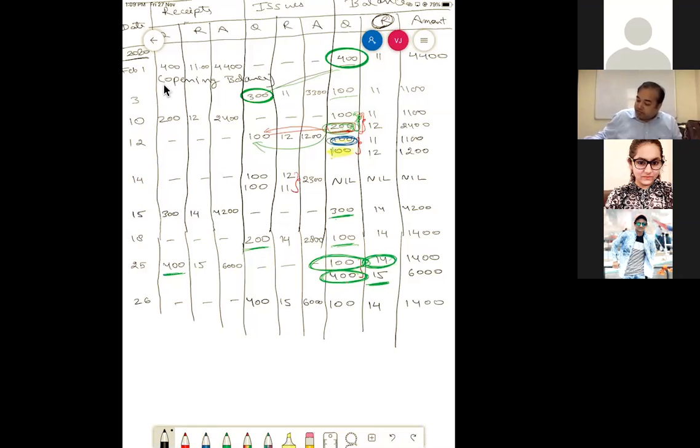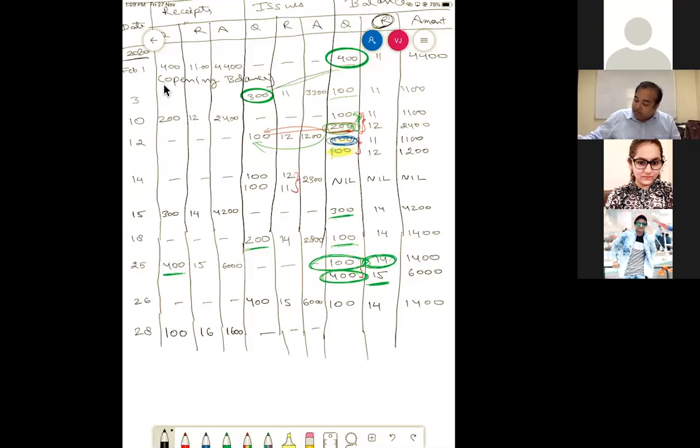Now next is 28th February. So we are making receipts. So receipt is of 100 quantity. Rate is 16. And this is your 1600. Now you can write the balance.